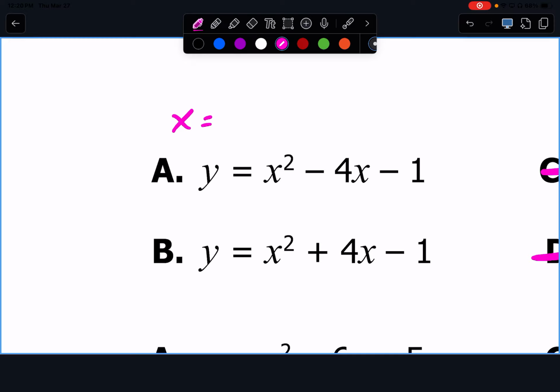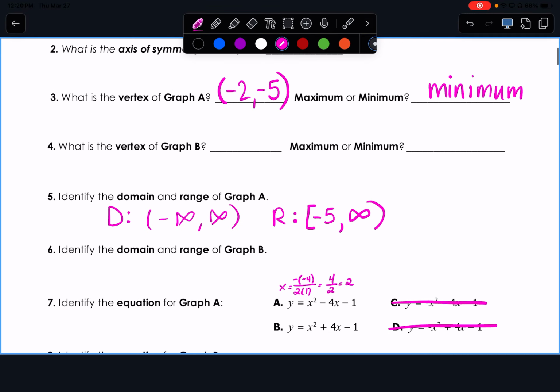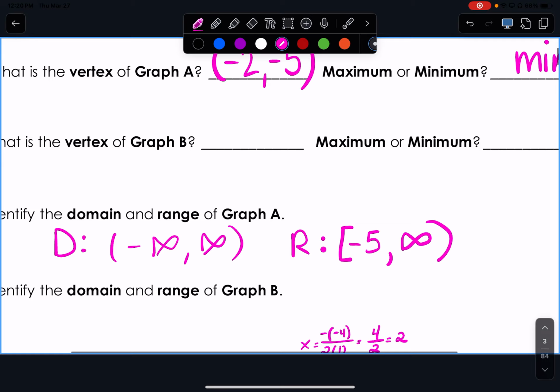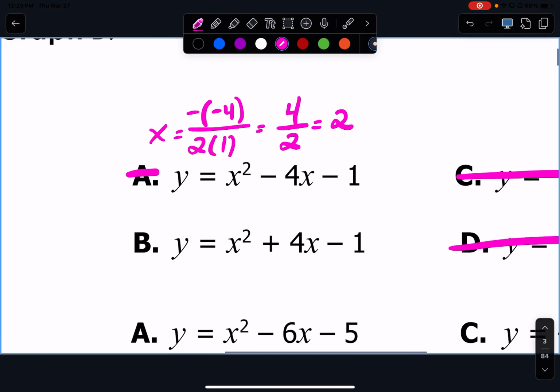B. Okay. So we're going to find the axis of symmetry for each equation. So for the first one, we do negative B. What is B in that equation? -4. Divided by 2A. What is A? 1. A negative and a negative make a positive. 2 times 1 is 2. 4 divided by 2 is 2. Now, is our axis of symmetry positive 2? No. What was our axis of symmetry? -2. So can it be A? What does that mean our answer has to be?